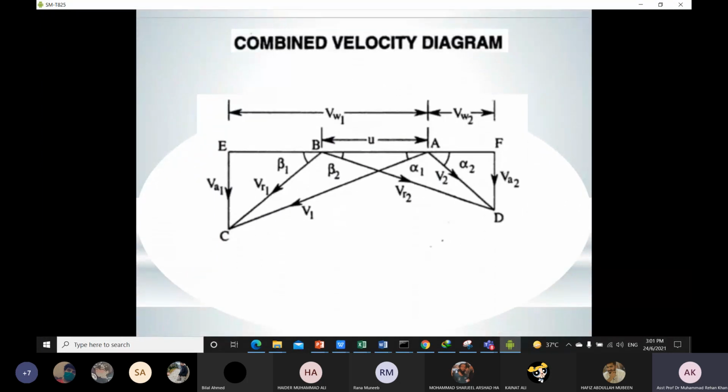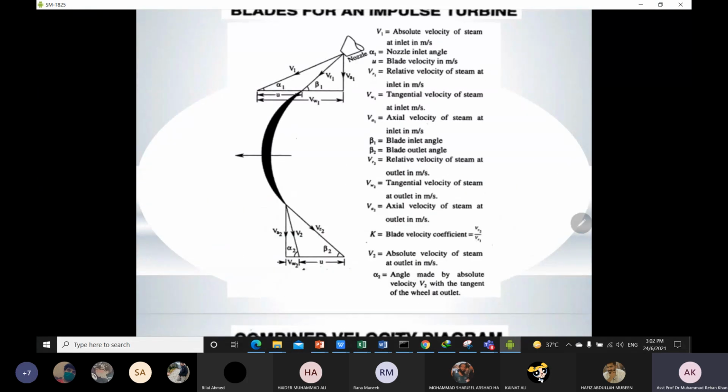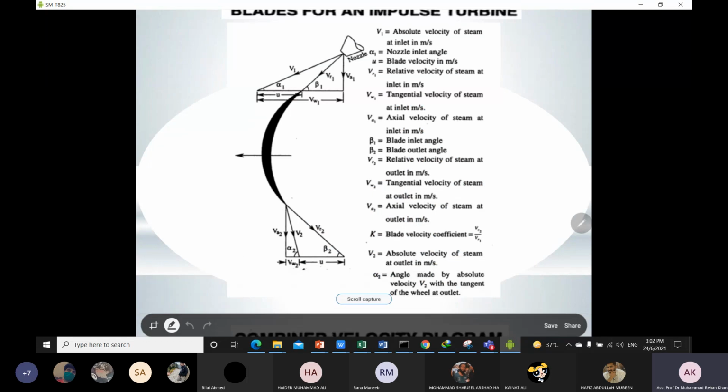Now here is another important diagram, which is the combined velocity diagram. This velocity diagram also comes from the same velocity diagrams that we already drew. If you can look over there, what we have to do in the combined velocity diagram.